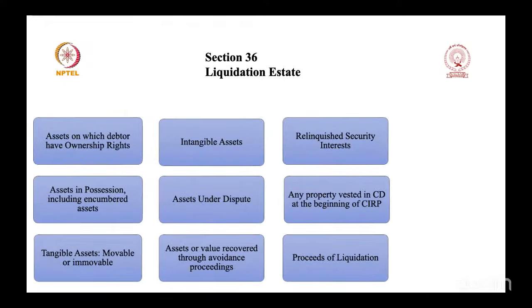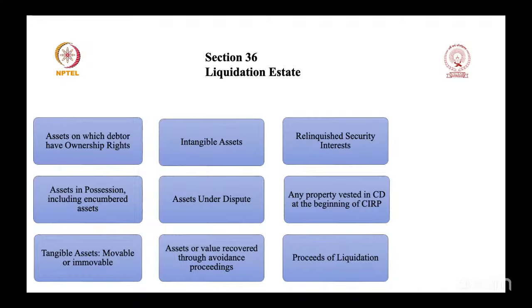So if you look at the liquidation estate, the following assets will form part of it. Number one, assets on which the debtor has ownership rights, such as leased premises. The corporate debtor owns a building or a land which is leased out to a third party. Though the possession is not with the corporate debtor, because the ownership rights are vested with the corporate debtor, this will form part of the liquidation estate.